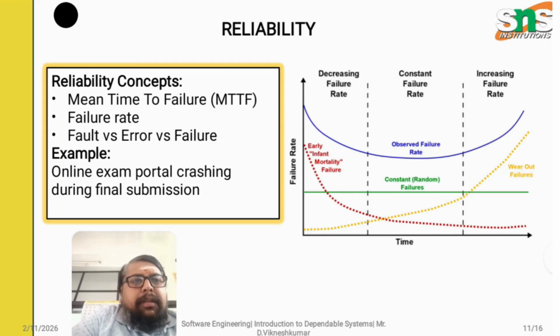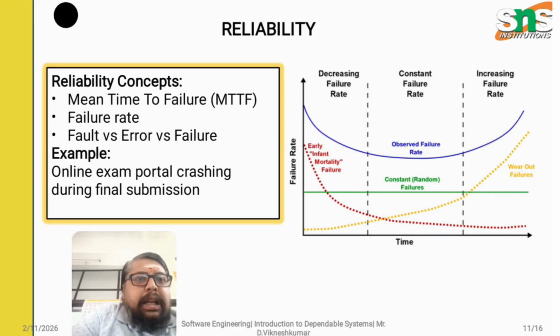We have a term called failure rate. The failure rate has 3 parameters. First is early infant mortality failure. Next is constant random failure. Third is the observed failure rate. The observed failure rate is the overall failure rate over time. It starts from a decreasing failure rate, moves to a constant failure rate, and then an increasing failure rate. So it is the observed rate.